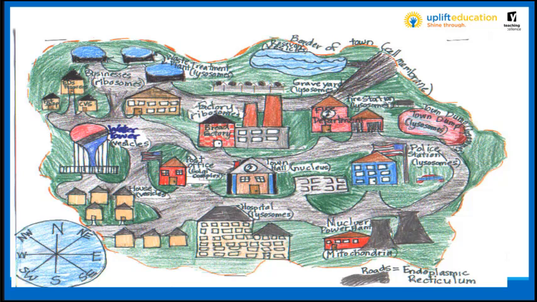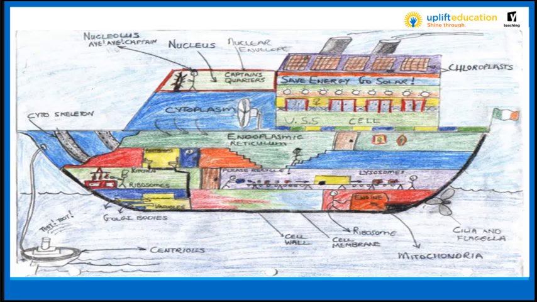This is a city that shows different parts of the city that correlates to the cell organelles. The next one is a ship. Here too the students have chosen different parts of the ship and they have correlated it to different cell organelles. You will find this GRASP project along with the rubric and example in the resource bank on Blackboard.